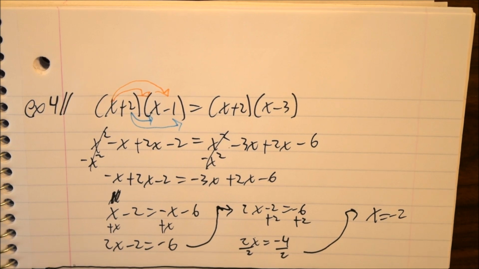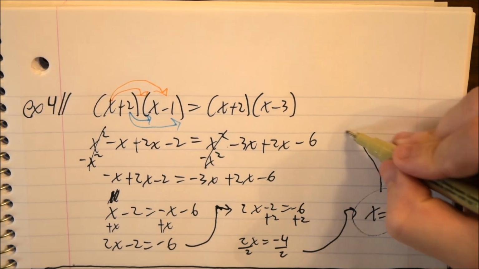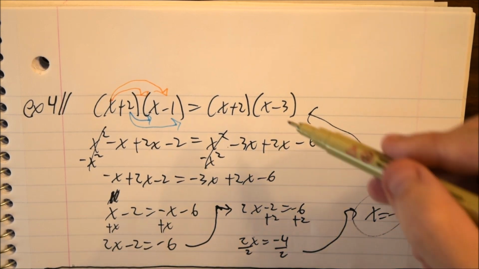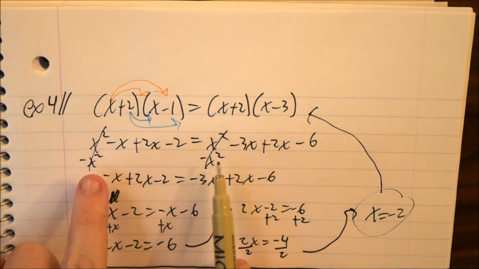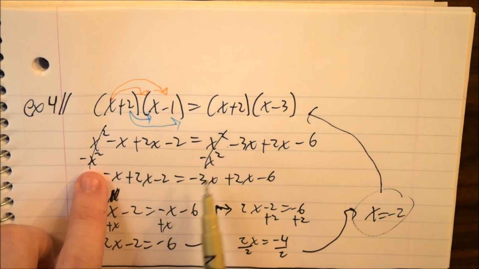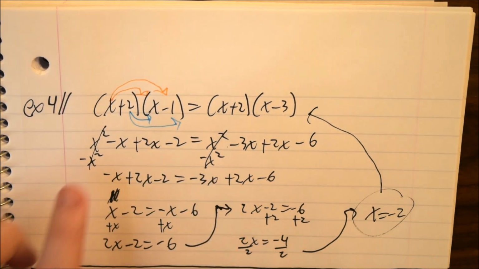Right, now if I take negative 2 and plug it back into my equation, I should get the same number on both sides of the equal sign. And this is my one unique solution to this equation. And even though it has a quadratic term in it, it turns out to be linear once I subtract out the x squareds from both sides.